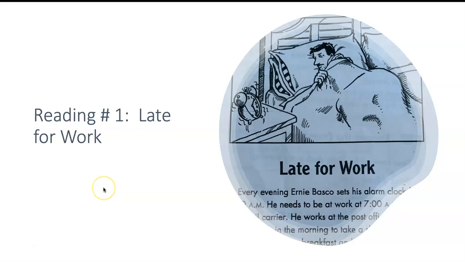Next. Okay, so now we are going to start with our first reading. This is reading number 1, Late for Work. So you need to look for this reading. This reading you have in the booklet that I gave you. Do you remember the photocopies that you picked up from my house? So there you have this reading, okay? So stop the video and look for the reading. Okay, so now that you have the reading in your hands, we are going to start.